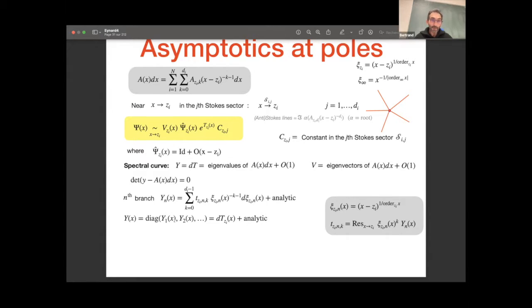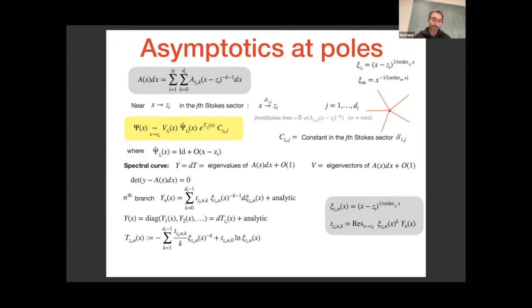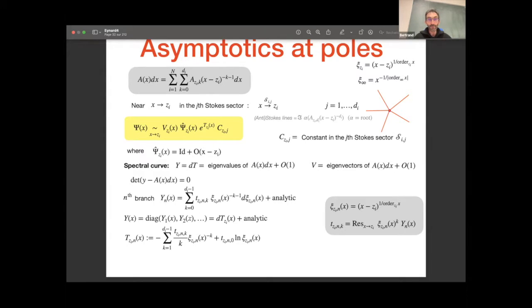So first, we make a diagonal matrix with the branches. The different eigenvalues make a diagonal matrix. A diagonal matrix, you should think of it as an element in the Cartan algebra. And it's a differential form, so it's a Cartan-valued differential form. And this is what we call our dT. So in formula precisely, T is the integral of this. It contains some negative powers of xi and also a logarithmic term, possibly corresponding to a residue.